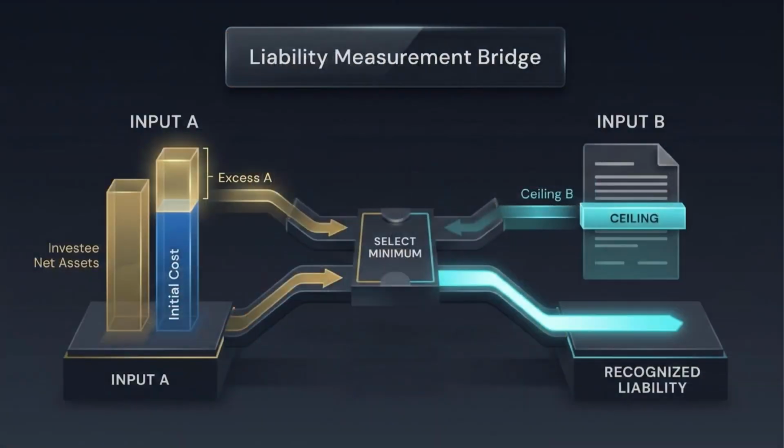When contingent consideration is recognized as a liability, the measurement can be capped. The recognized liability is the lesser of two amounts. Input A is the excess of the investor's share of investee net assets over initial cost. Input B is the maximum unrecognized contingent consideration. The recognized liability is the lower of those two amounts. The purpose is to avoid recording a liability larger than the economic support. This is one of those rules where the word lesser is doing serious work. It is small, but it can save the financial statements from becoming overexcited.